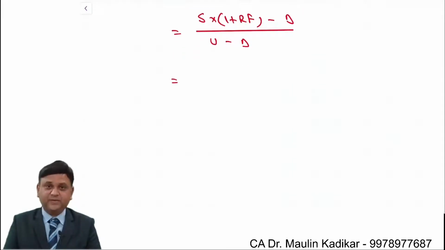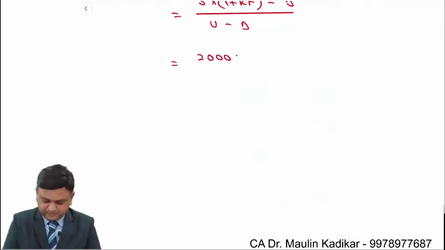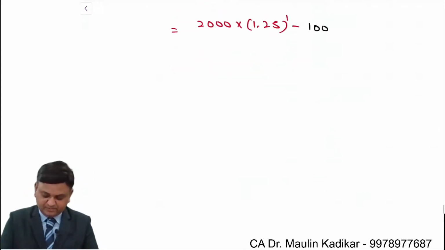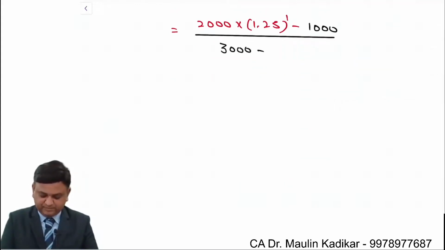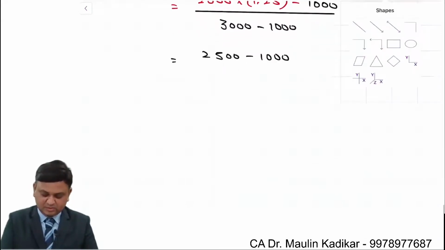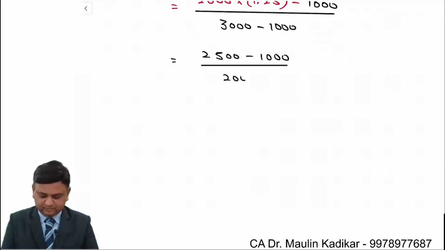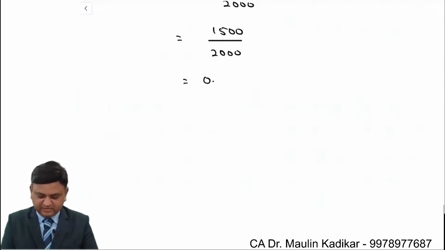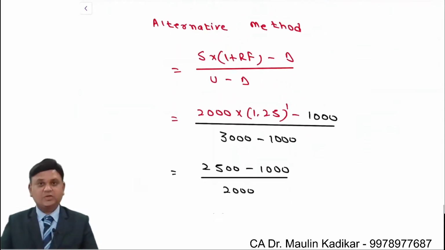So what is the spot price of the equity share? It is an amount of 2,000. What is the rate of interest? It is 25%. Minus down price, the price of the security may fall down to rupees 1,000, divided by U minus D. U is 3,000, D is 1,000. So it is 2,500 minus 1,000, whole divided by 2,000. So 1,500 divided by 2,000. That comes to 0.75. So return answer.